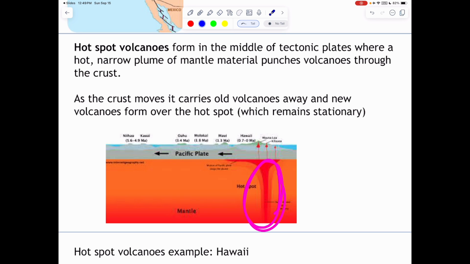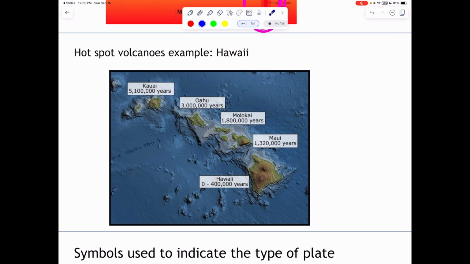So right now, Mauna Loa is extremely active, but we also have new islands forming as this whole chain moves in this direction. So you can see that originally the hotspot is probably right around in this area, right here. And Kauai is 5 million years old. Oahu is 3 million years old. Molokai, 1.8 million. Maui, and then Hawaii is only 400,000 years old. So these islands have all moved in this direction. Eventually, the Hawaii island will also move, and a new island will be created right here.